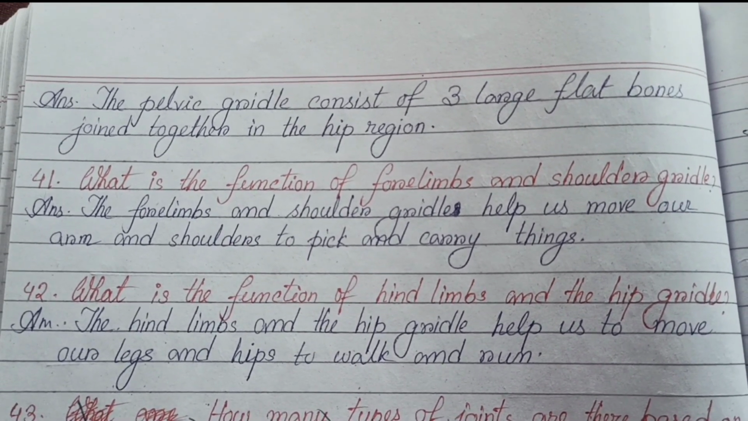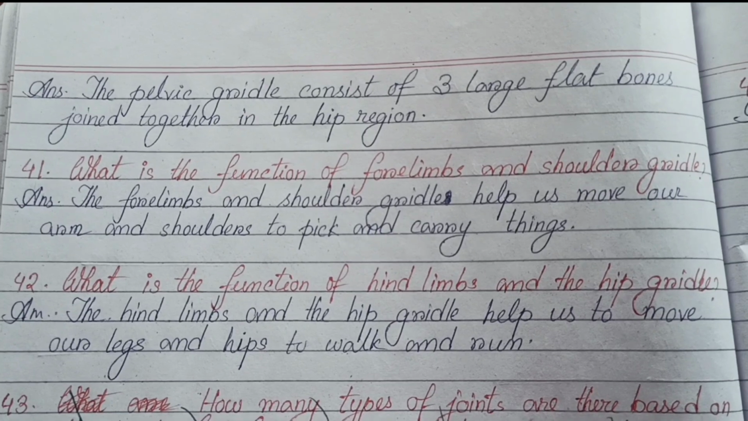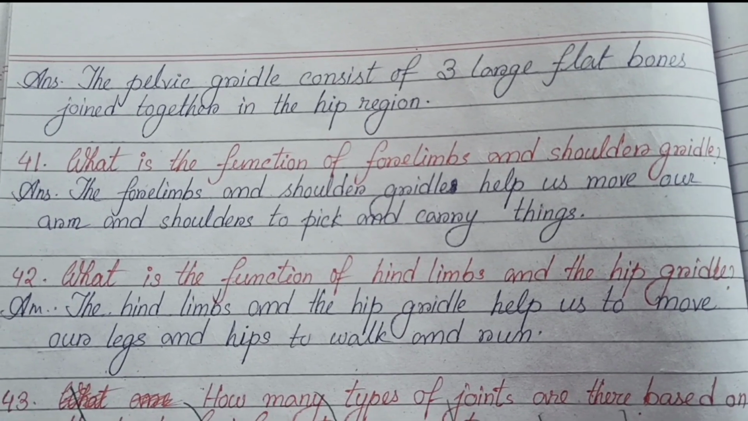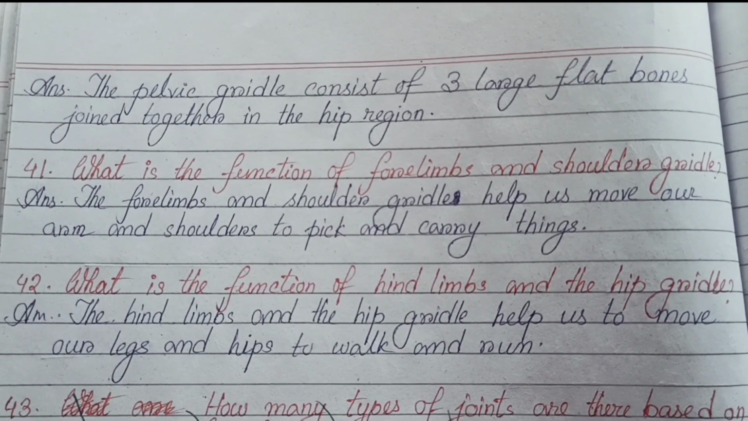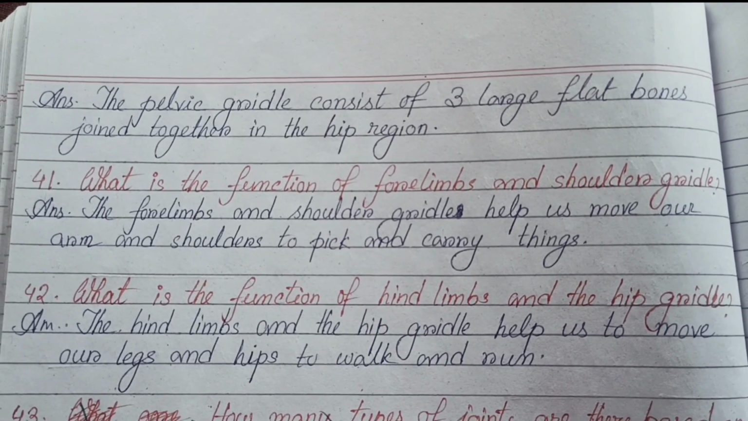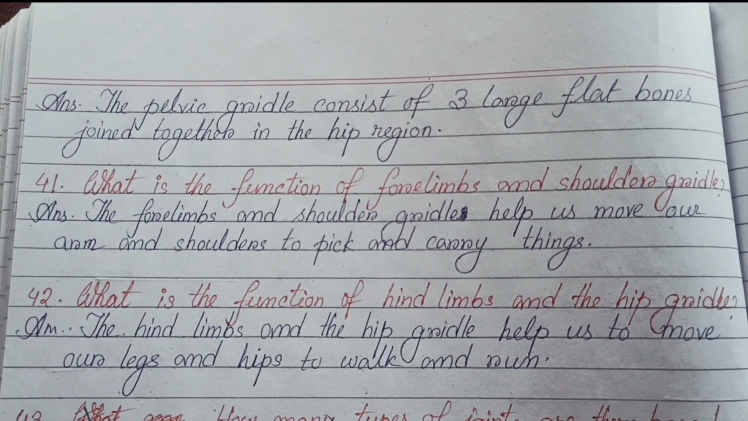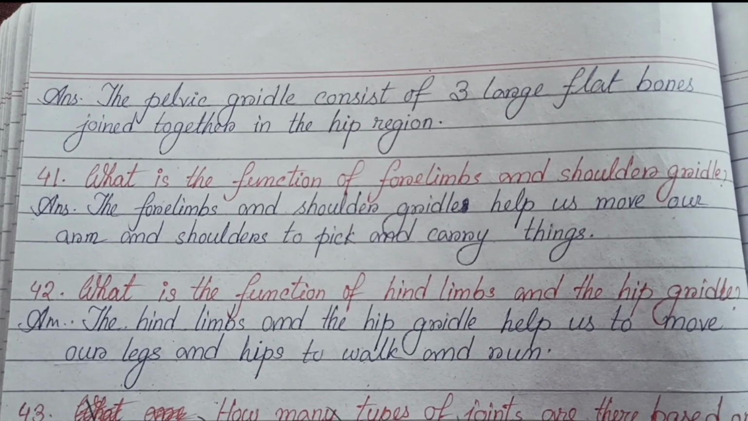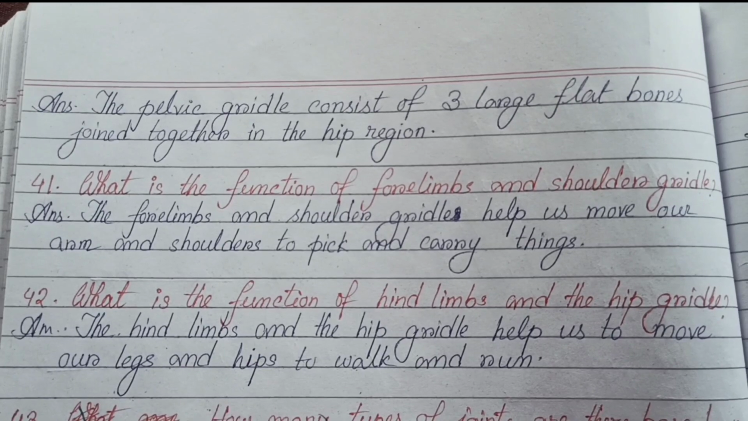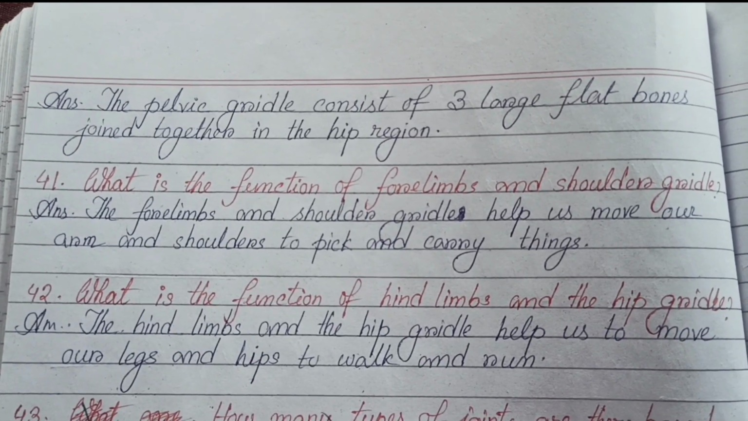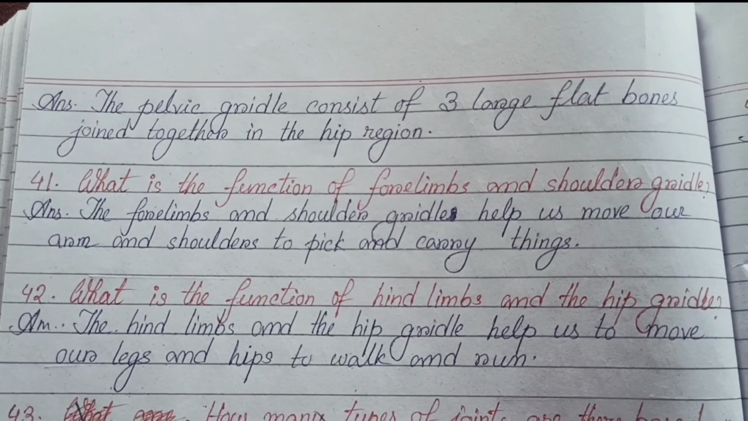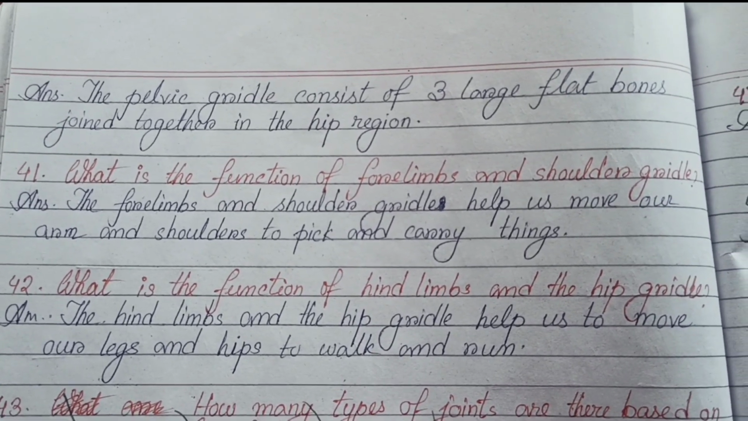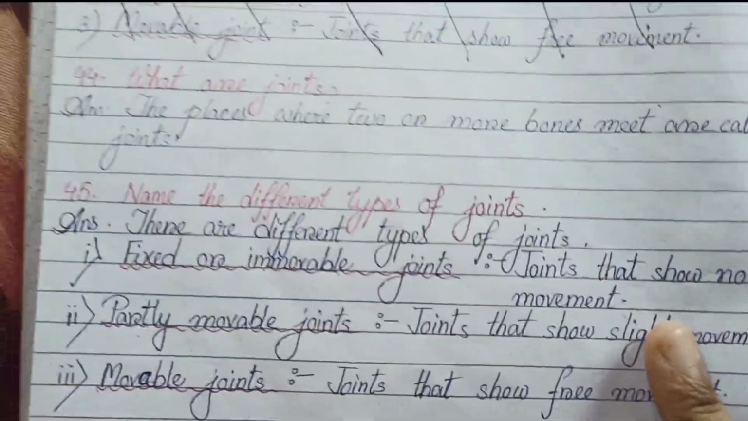Number 41. What is the function of forelimbs and shoulder girdle? The forelimbs and shoulder girdle help us move our arms and shoulders to pick and carry things. Number 42. What is the function of hind limbs and the hip girdle? The hind limbs and the hip girdle help us to move our legs and hips to walk and run.